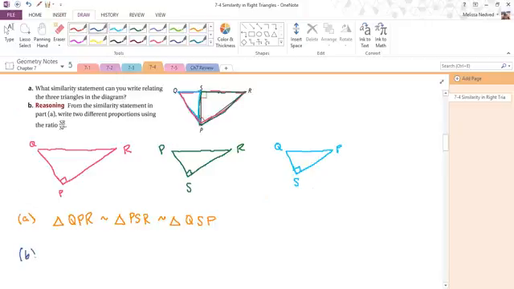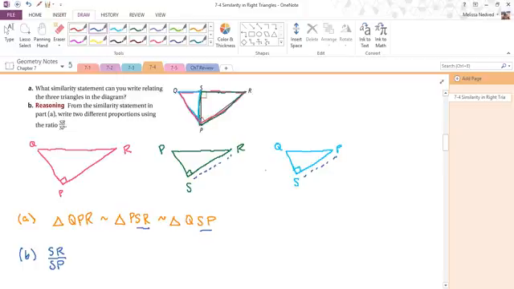Part B asks us, from the similarity statement in part A, to write 2 different proportions using the ratio SR over SP. So I know I need to start with SR over SP. And if you notice, SR shows up here, and SP shows up here. So if we look at my triangle, SR is this side here, over SP is this side here. So it's like taking the long leg of my middle triangle over the long leg of my short triangle.